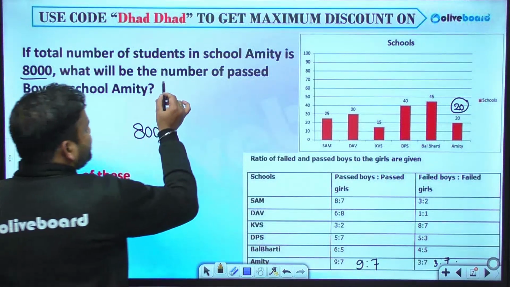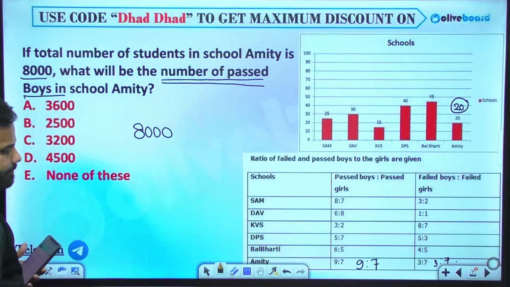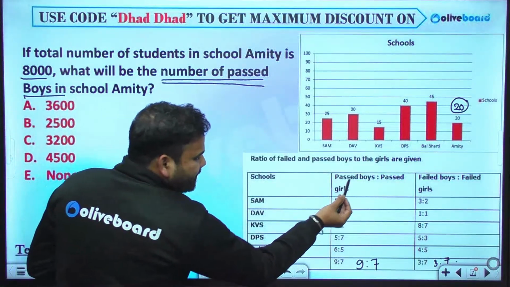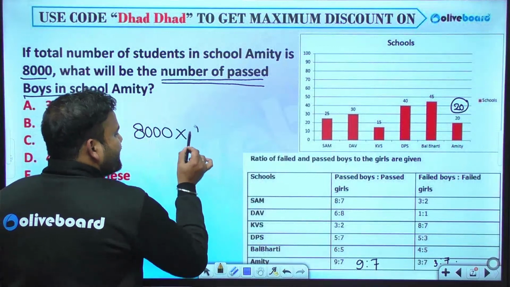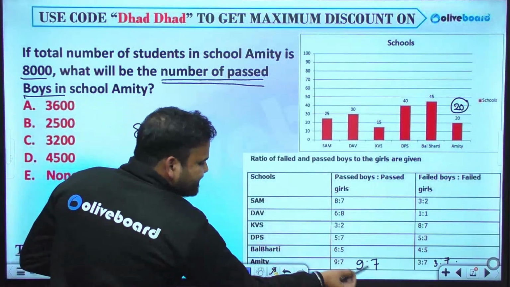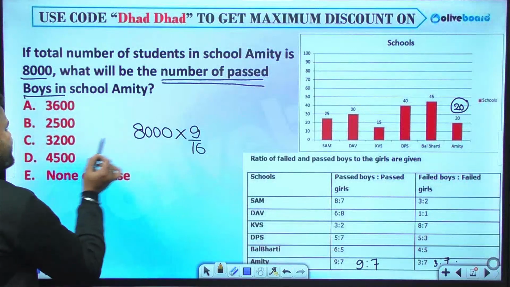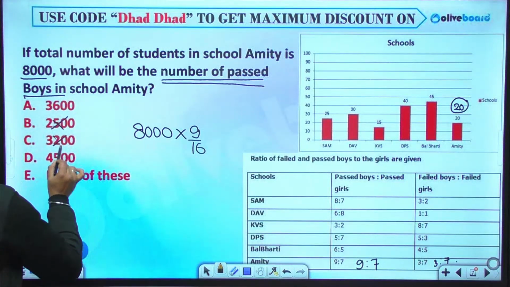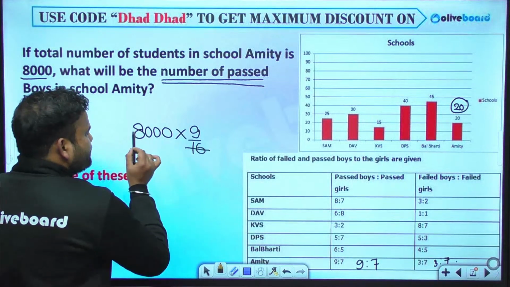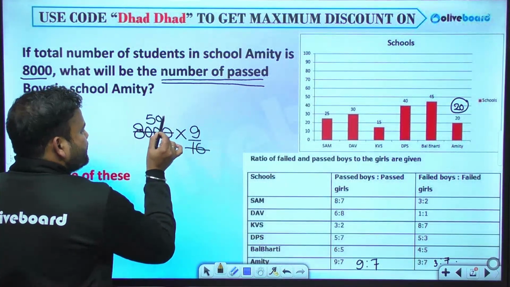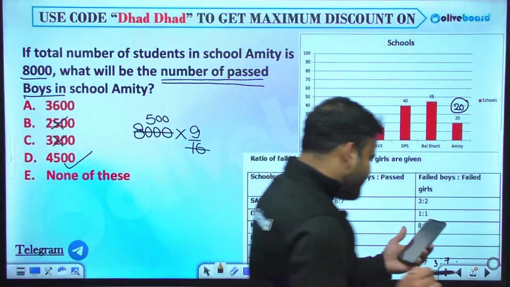You have to calculate the number of passed boys in school. Passed boys. This is the ratio of passed boys to passed girls. So passed boys will be 9 upon what? 9 plus 7 is 16. It means the answer should be multiple of 9 because that 9 is not getting eliminated. So this won't be the answer. So what is 16? 16 times 500. So you will be having an answer of 4,500. So 4,500 will be the result.